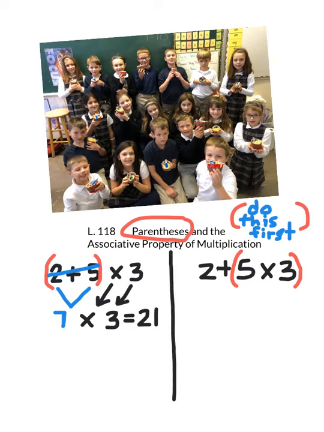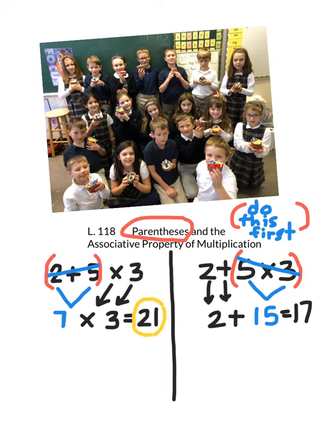Now you notice that on this problem we are doing the multiplying first, whereas in the first problem we did the adding first. Let's see what our answer is on this side, because remember parentheses means do this first. 5 times 3 is 15. Now we can cross that part out because we've done it. Let's bring down the 2 and the plus sign. 2 plus 15 is 17. So we did get two completely different answers. We got 21 for our first answer and 17 for our second answer.